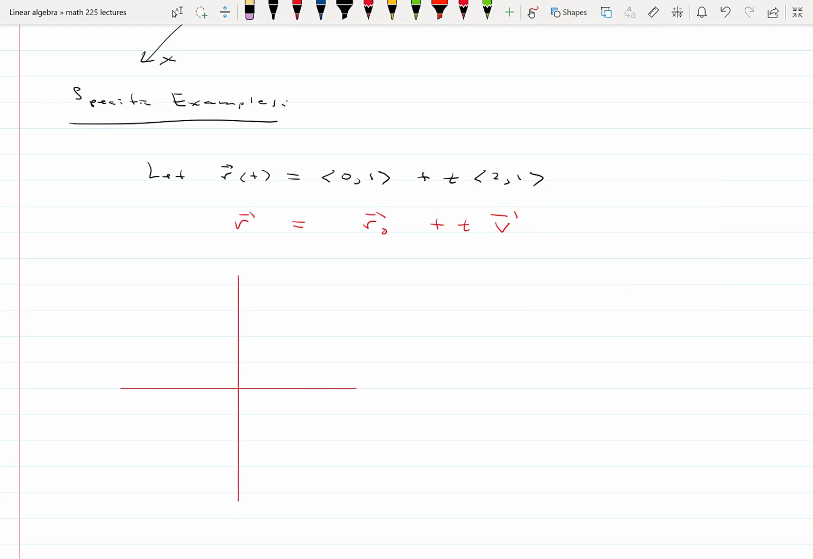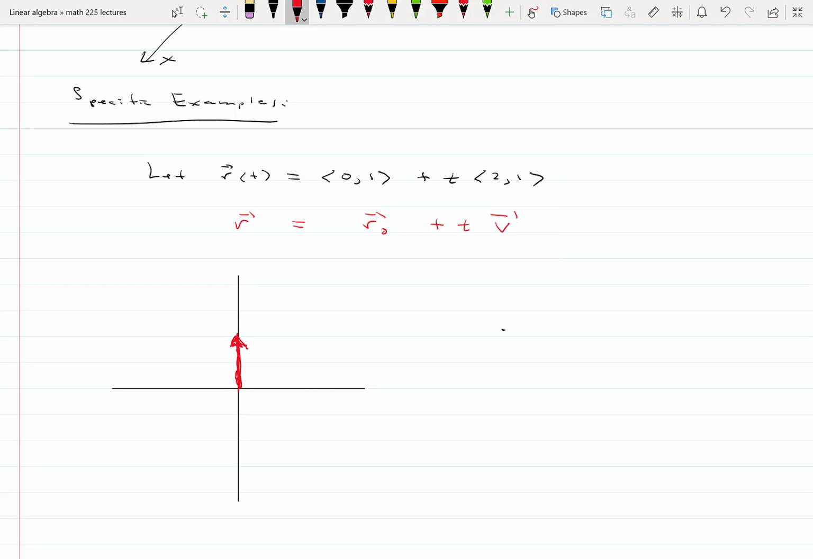So to graph this is very, very simple. The initial position vector is the point (0, 1). So I'll draw that in red real thick here. So here's (0, 1), otherwise known as j, the standard basis vector j.